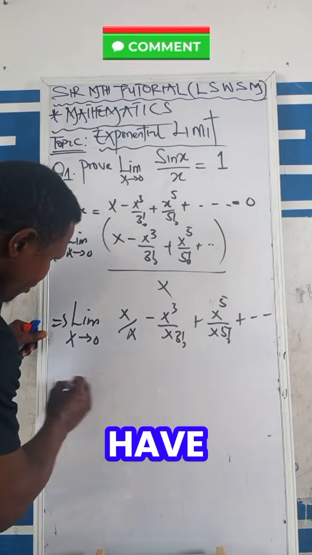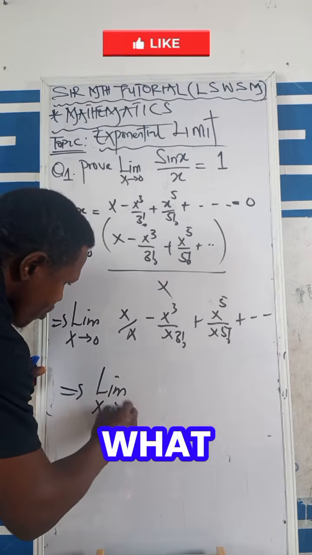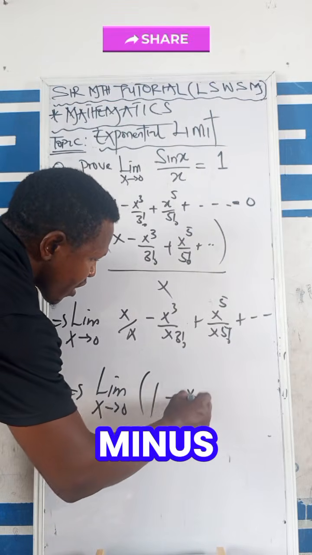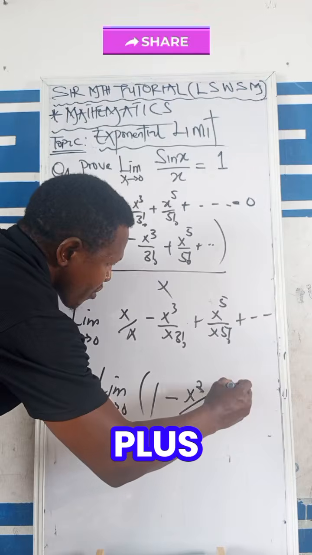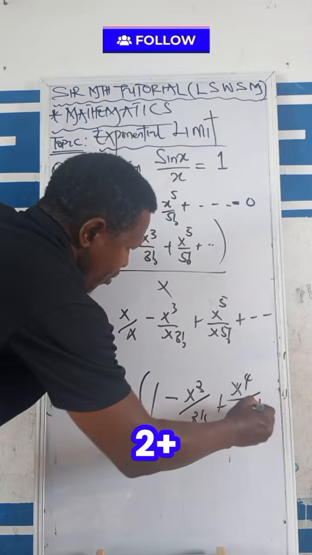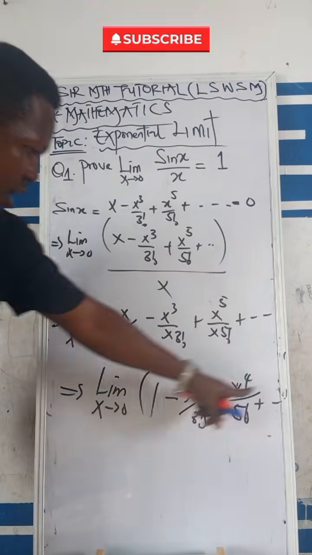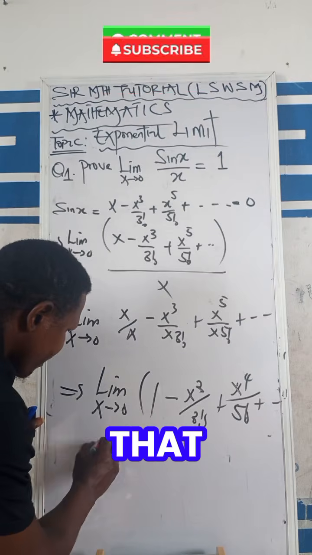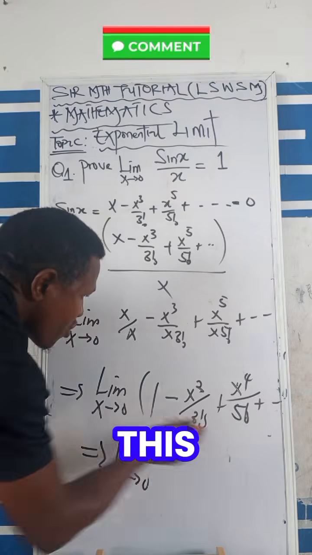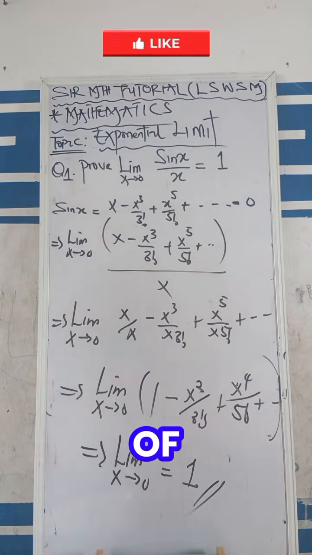Simplifying, we have that this becomes the limit for x tends to 0 of 1 minus x squared over 3 factorial plus x raised to power 4 over 5 factorial plus ellipsis. If you observe the trend, if I put x equal to 0, all this becomes 0. So I'm having that the limit for x tends to 0 of this whole thing is 1. Proved. This is one way of proving this.